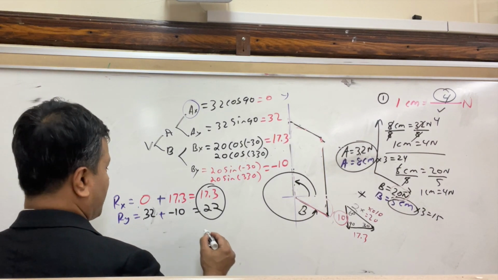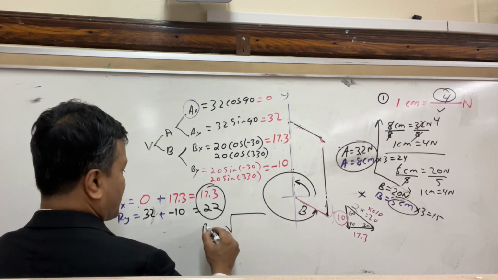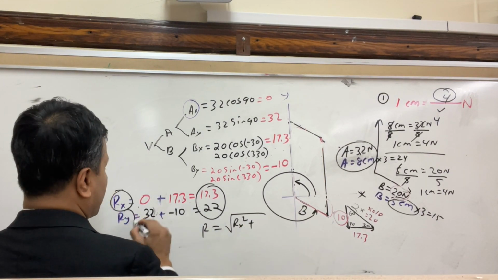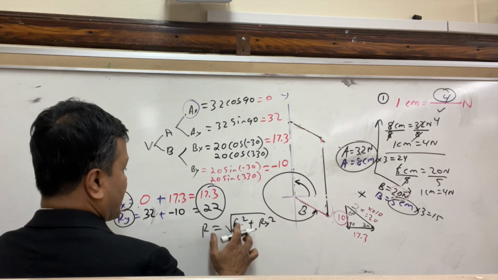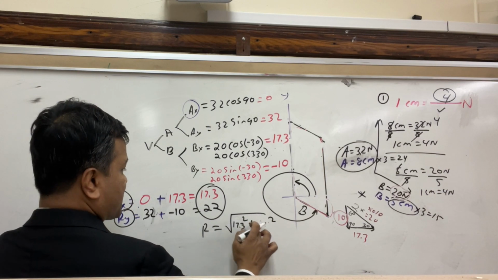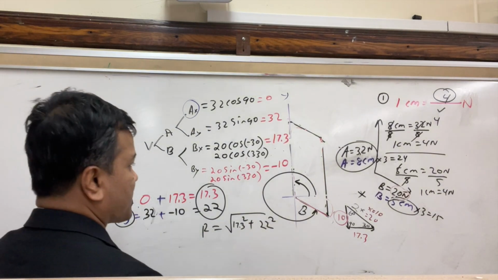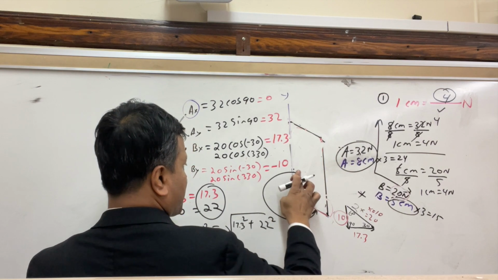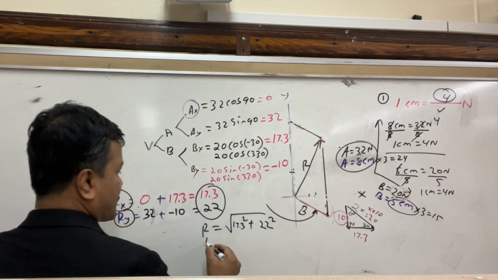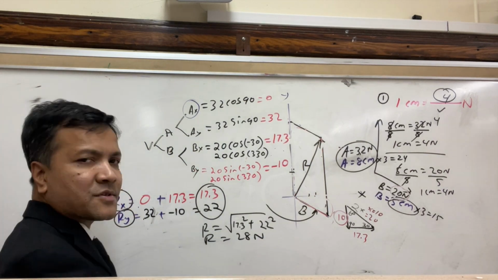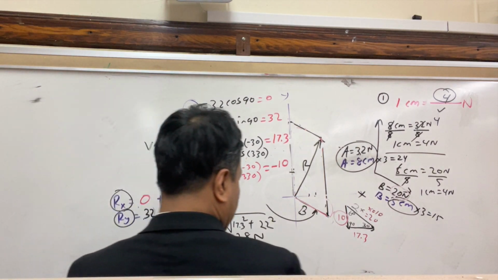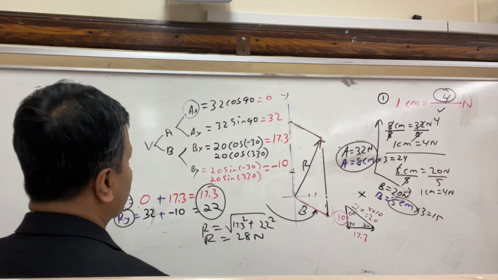You know your R. R square is equal to Rx square plus Ry square. And this is 17.3 square, and this is 22 square. So your R, make sure you show the R. If you don't, then you lose points. Your R is again 28 Newton for the above reason.